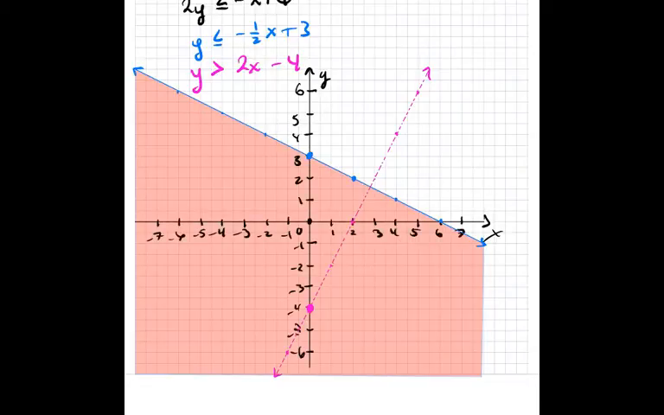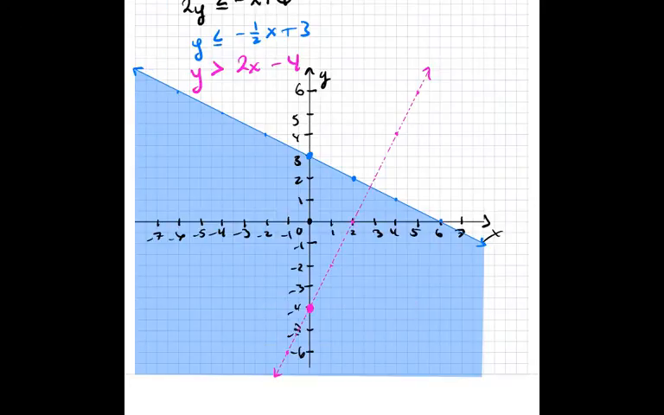Then we're gonna go style. We're gonna fill it with blue. All right. Okay. So, because the origin made it true, we shaded everything below that line. So everything below this line, all the shaded region will make that blue line true.